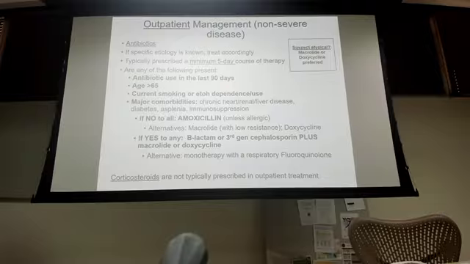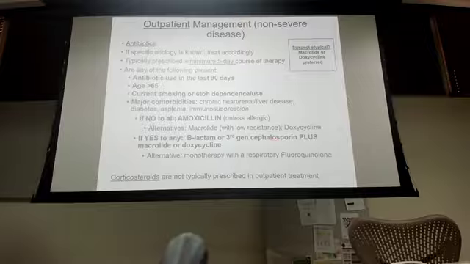Age greater than 65, current smoking or alcohol dependence, right? That'll impact what we're going to be picking. And then major comorbidities. No, amoxicillin is your drug of choice. Macrolide, what's an example of a macrolide? Yeah, that's the most common. Doxy, and then if yes to any of these, you're going to go down here and pick one of these.